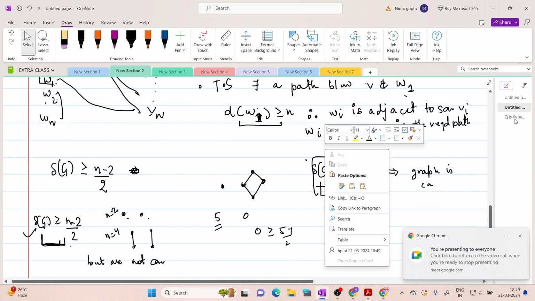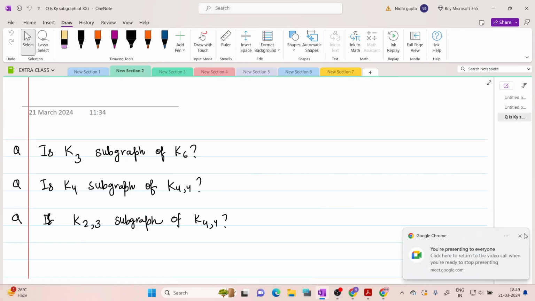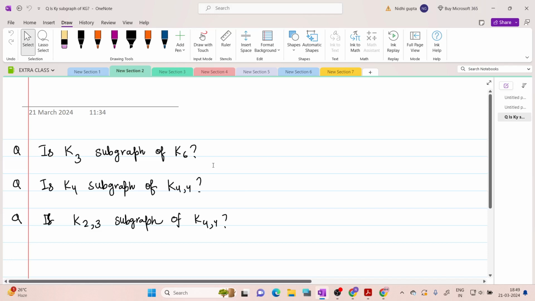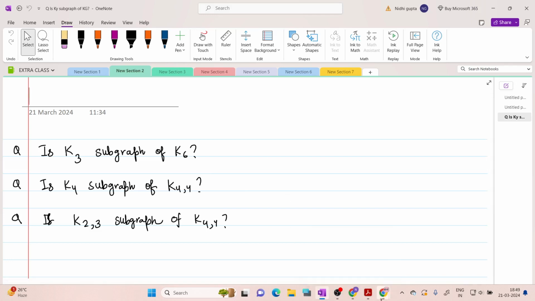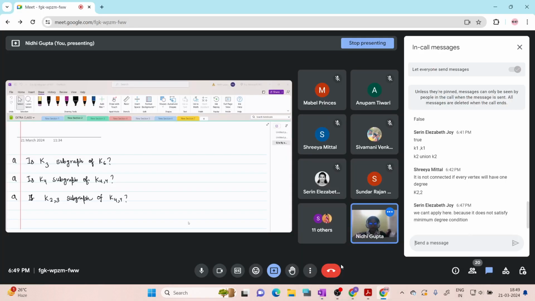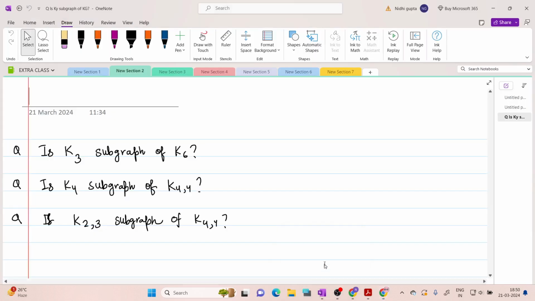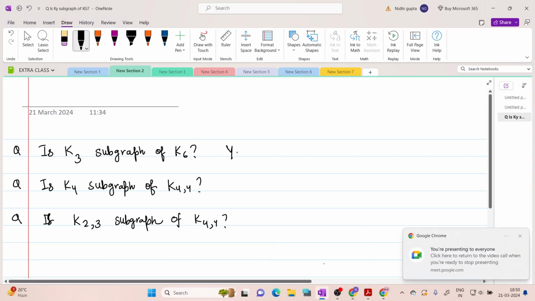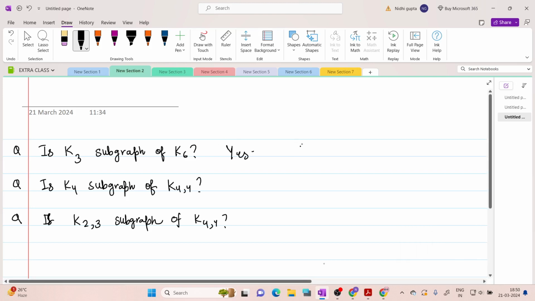Okay. So if this is clear, can I move on to the next question? Yes, ma'am. Okay. So the next question is: is K3 a subgraph of K6? What do you think? Is it true or false? True, ma'am. Why? True, because if you take K6, all the vertices are adjacent to each other, and if we pick any three vertices, the subgraph induced by them will be K3. So the first statement is true.